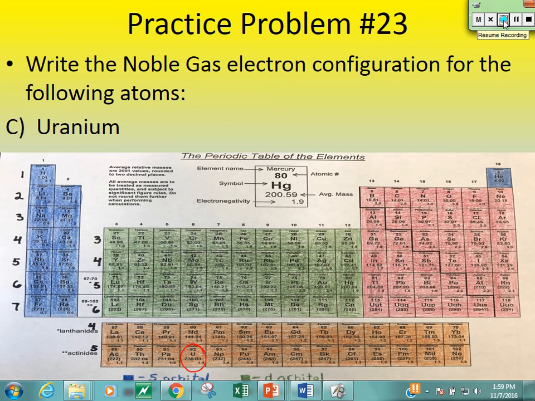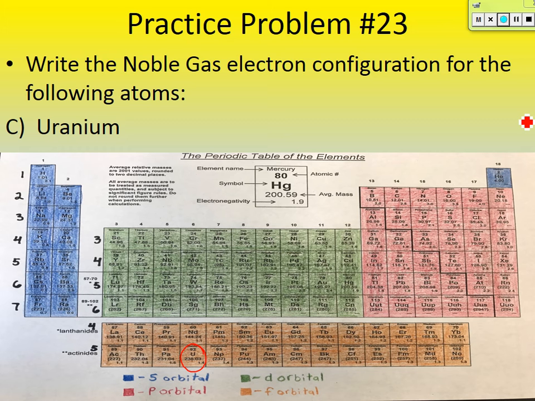Okay, let's see if you got uranium correct. Guys, be careful here. What's the preceding noble gas to uranium? Uranium's atomic number is 92, so what noble gas would be just below 92? Rn, right? So we're going to put Rn in brackets and build it from there. Okay, Rn was right here, so we're done with that row.